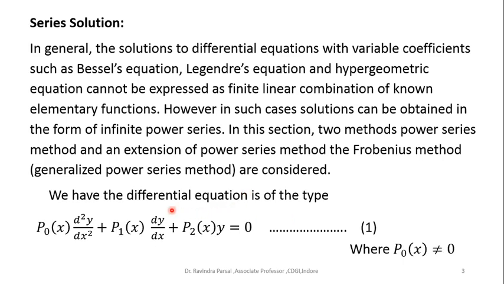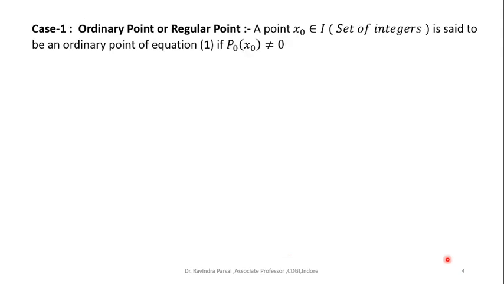So let us understand first of all which type of differential equation we face here. We have the differential equation of the type p0(x) d2y/dx2 plus p1(x) dy/dx plus p2(x) y equal to 0, where p0(x) is non-zero. Then the first method is solution around the ordinary point or regular point.